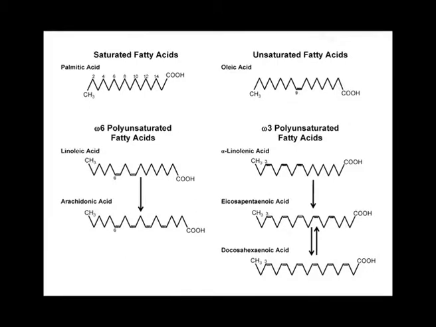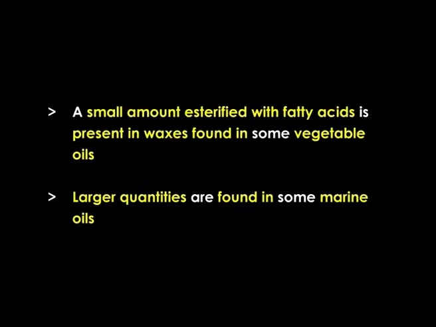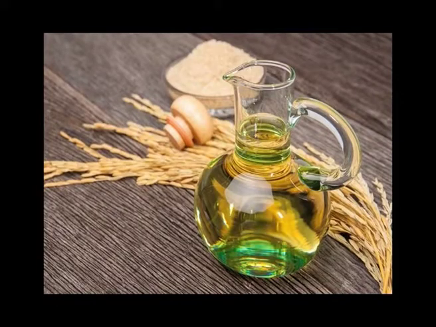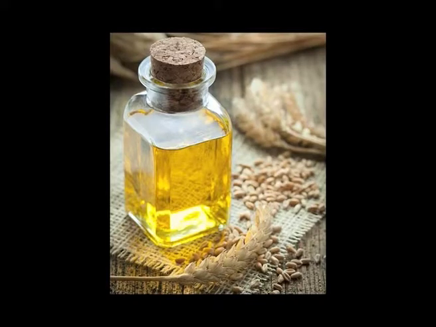Coming to the last minor component, that is fatty alcohols. They are long-chain alcohols and are of little importance in most edible fats. A small amount, esterified with fatty acids, is present in waxes found in some vegetable oils. Larger quantities are found in some marine oils. Tocotrienols are mainly present in palm oil and can also be found in rice bran and wheat germ oils.